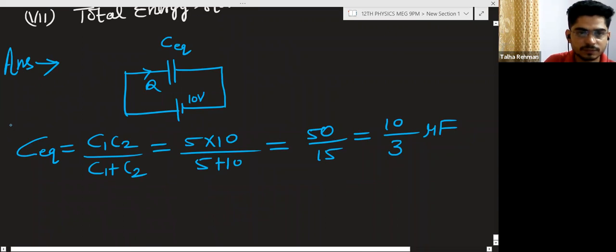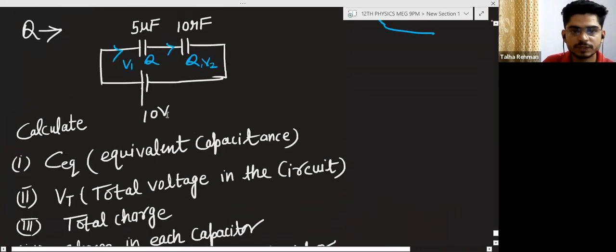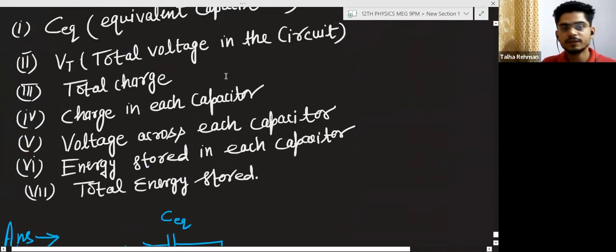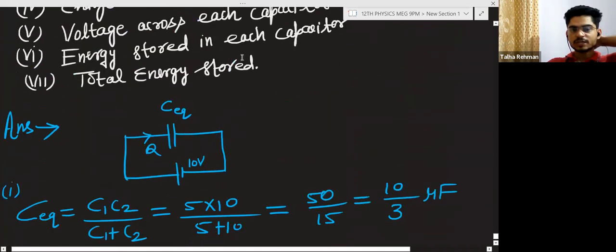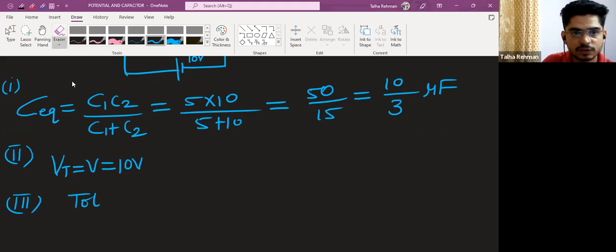Second, total voltage is VT. VT is V. And what is V? 10 volt. Total voltage is this. Now they are asking number third, total charge. I am representing total charge with QT.